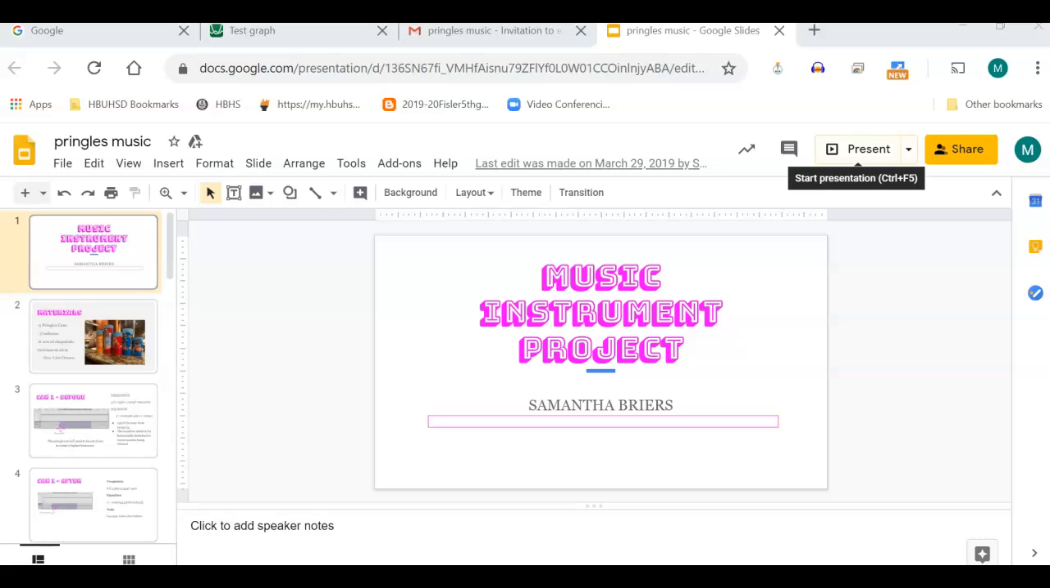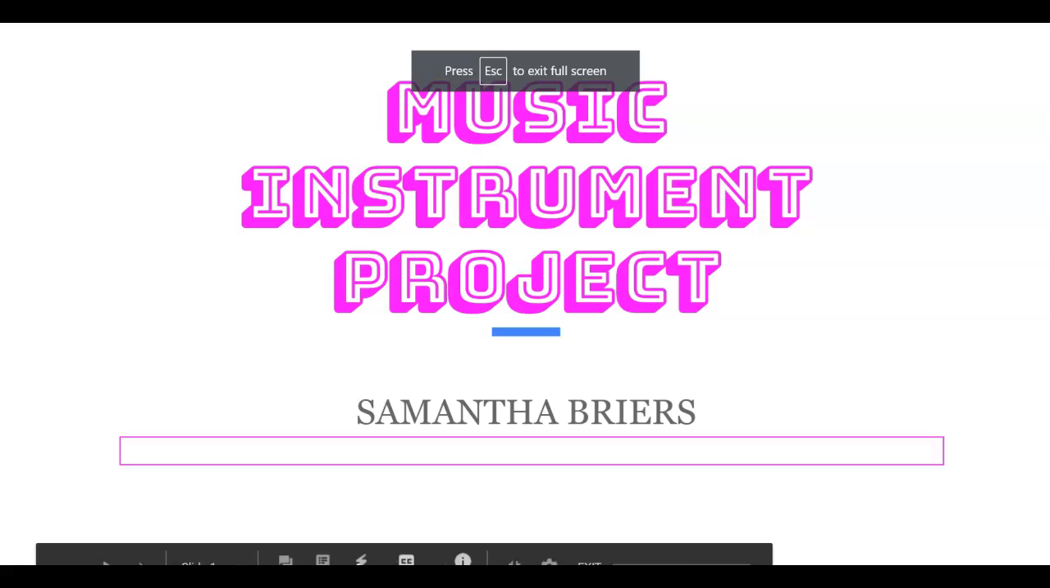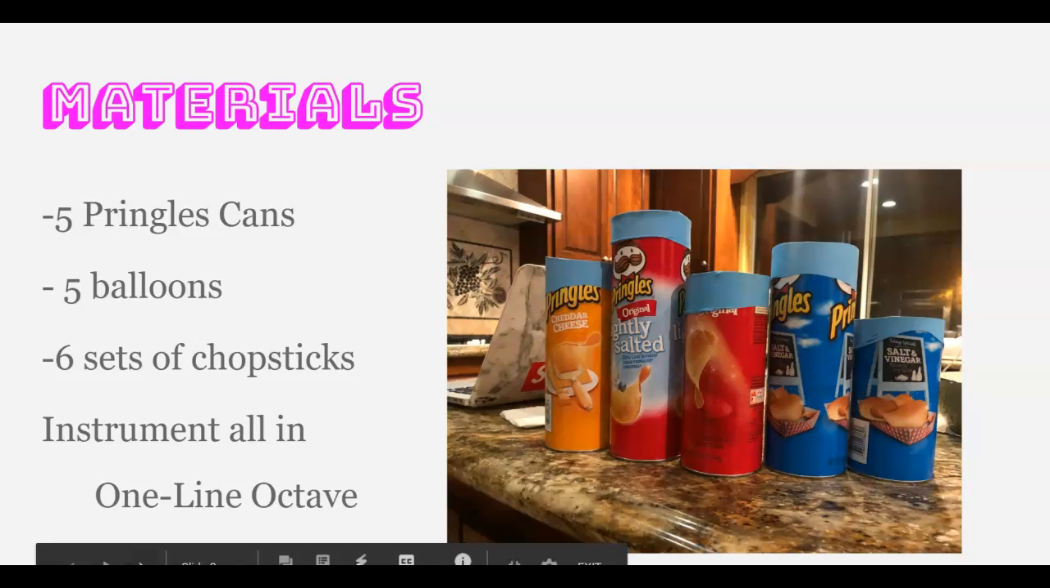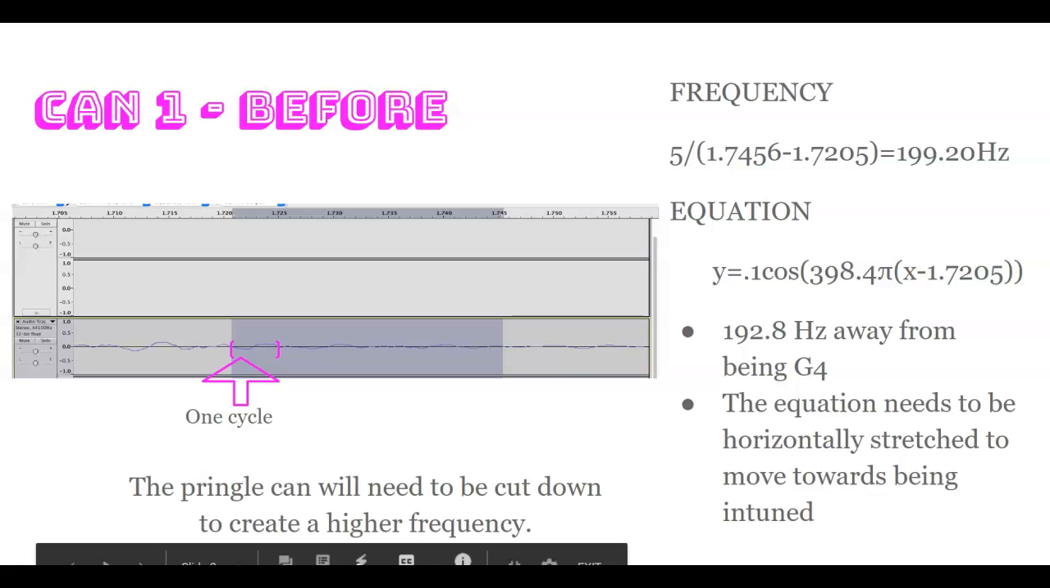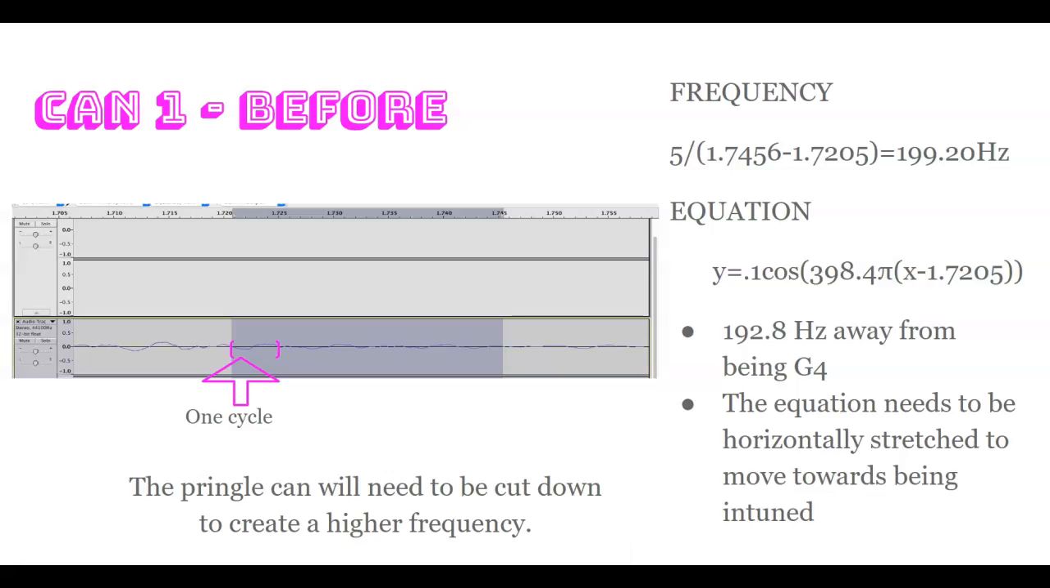Hi guys, I just wanted to show you someone's music instrument project and point out a couple of things, if this is what you choose to work on during the enrichment time, since you guys had already started it, but it's up to you. So the beginning is just how you made the instrument, and then for each note there was a before slide, an after slide, and a comparison slide.